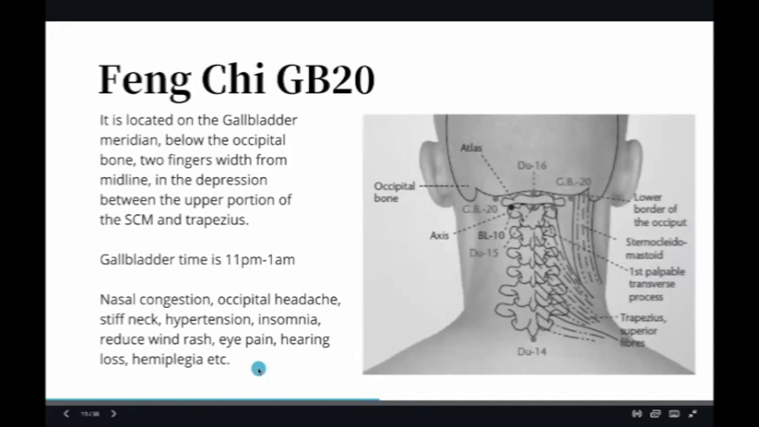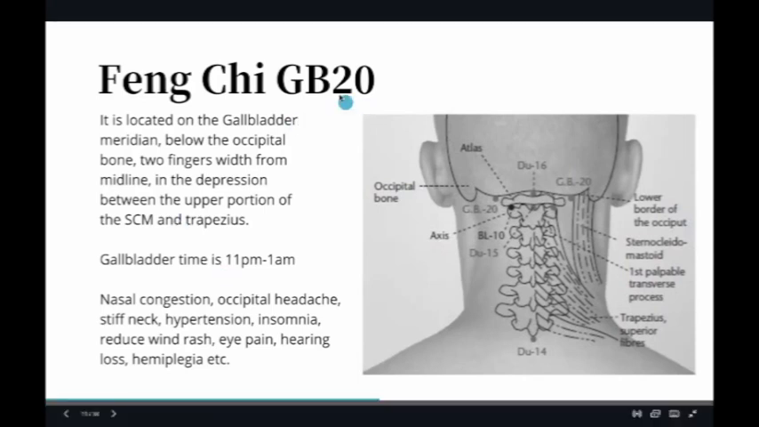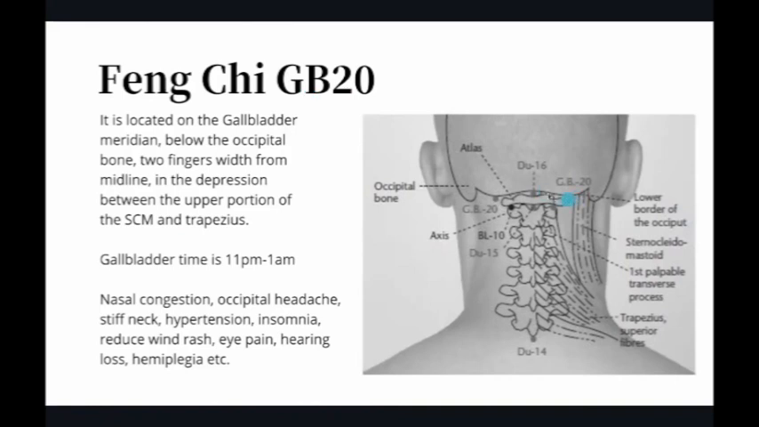Okay. Fengchi is very important for hayfever and head symptoms as well because it helps to relieve wind. If you know Chinese, Feng is wind and Chi is a pool, a pool of wind. So gallbladder 20 is the 20th point on the gallbladder meridian. As you can see, it's sitting between these 2 bands of muscles.